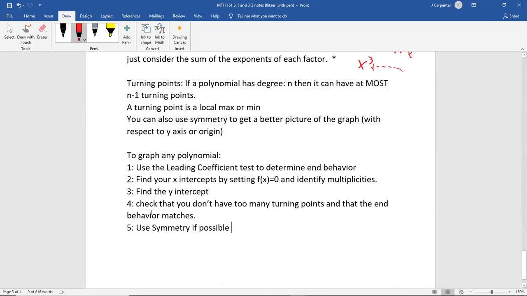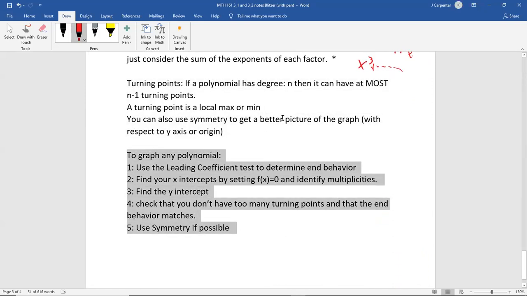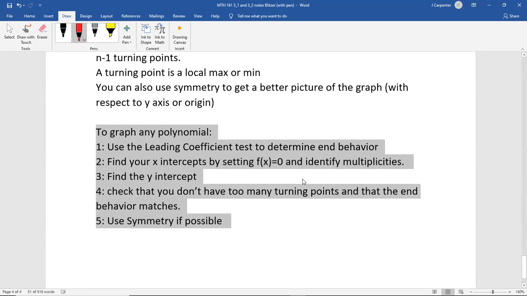So we're going to put this all together in one big recipe to graph any polynomial. Now this 5-step process, step 2 can be much, much more complicated than just factoring. And we will see that start to develop in 3.3. But for now, it'll be factorable, or it's already factored to begin with.